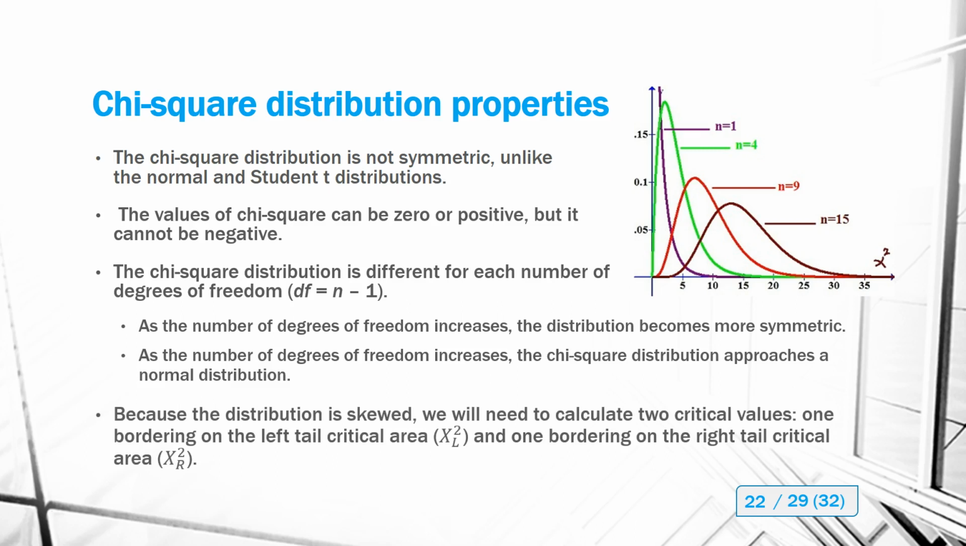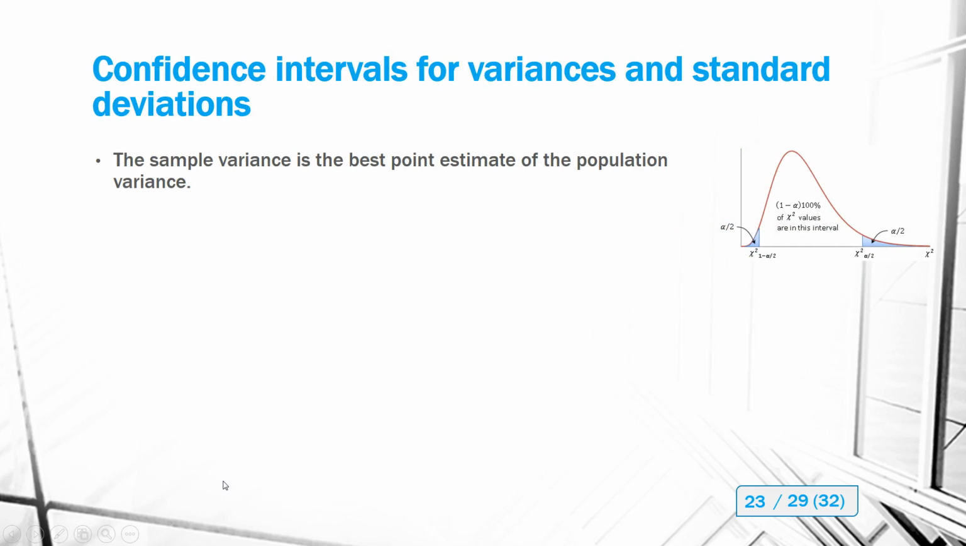Now, for low values of degrees of freedom or sample size, the distribution is highly skewed. And so, because of that, we need to calculate 2 critical values, and not just one. So there's going to be one bordering the tail we have on the left side of the distribution, and there's going to be another one bordering the tail we have on the right side of the distribution. So we have chi-squared sub L and chi-squared sub R. 2 critical values.